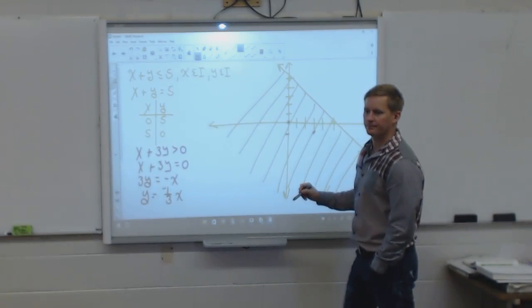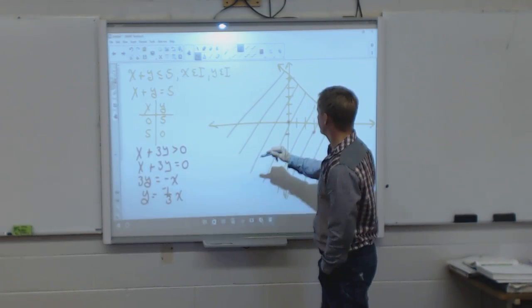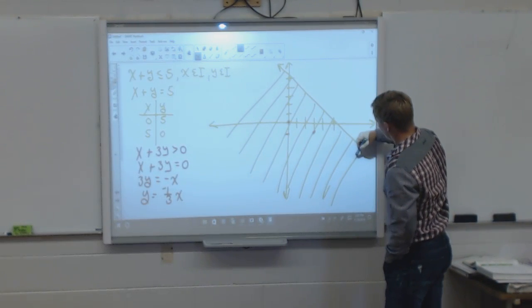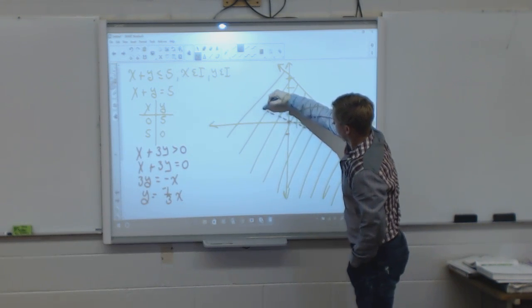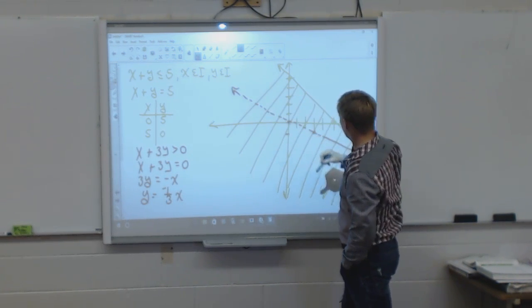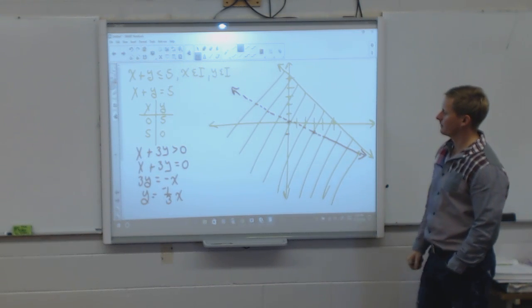Solid or dotted? Dotted, no equals to, right? So this should connect here somehow, but whatever. Somewhere down here. Okay?